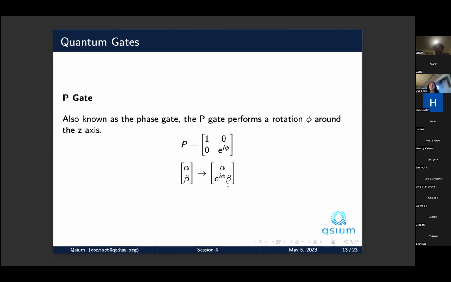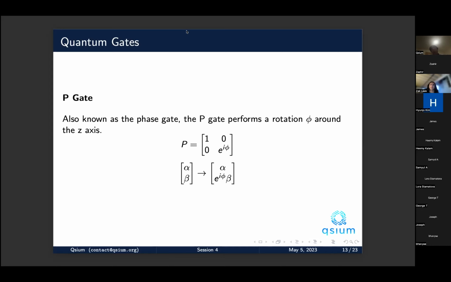The P gate performs a rotation phi around the z-axis. So we're throwing a lot of gates at you, really. Not a lot of these gates are commonly used, but we're introducing a lot of gates so that you can start having a look and playing around with them.